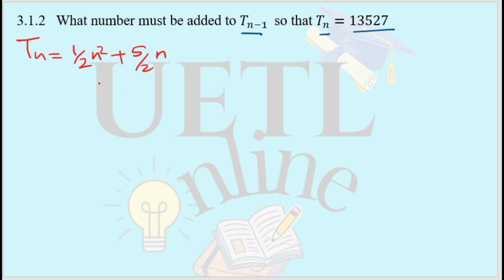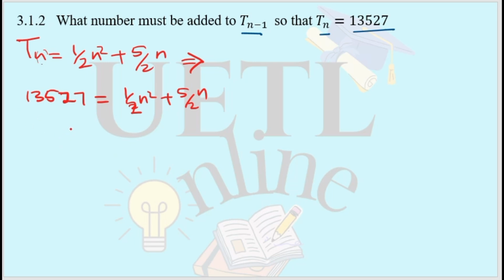Let's use this equation to first find our value of n. This is the easy way. We're going to be finding the value of n first. How do we find it? We just have to substitute t of n with this number. So our equation becomes 13,527 is equals to half n squared plus 5 over 2 n. So now we have a quadratic equation. Our duty is to solve this quadratic equation, find the value of n, and we go on.